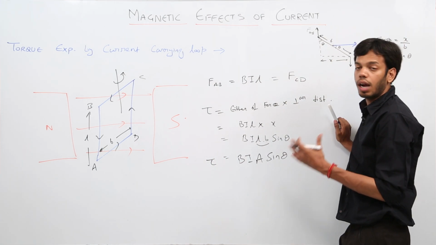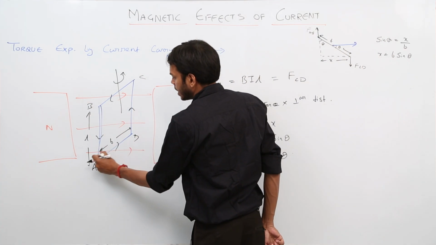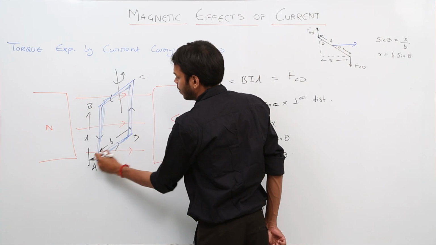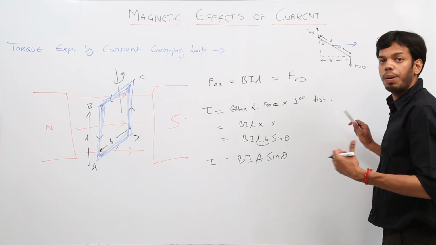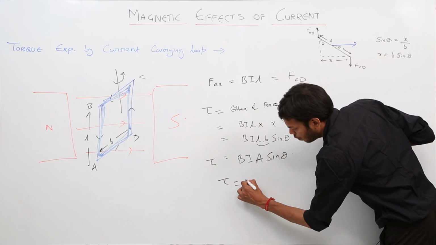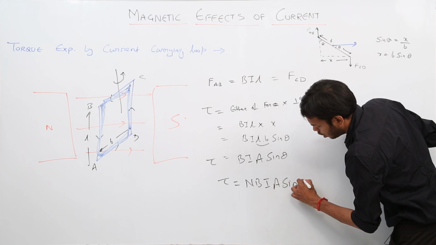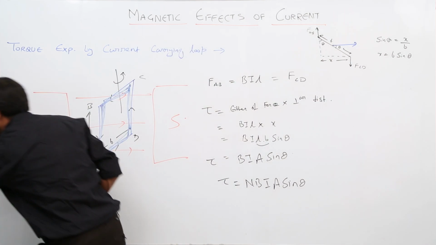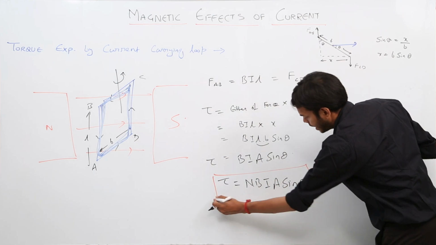But what if there are n number of turns? Now I am going to erase this diagram. If there are n number of loops in this part, the torque will be multiplied by n times, and hence the total formula for n loops becomes n BIA sin theta. Guys, note it down. This is your final answer for the torque experienced by a current carrying loop.